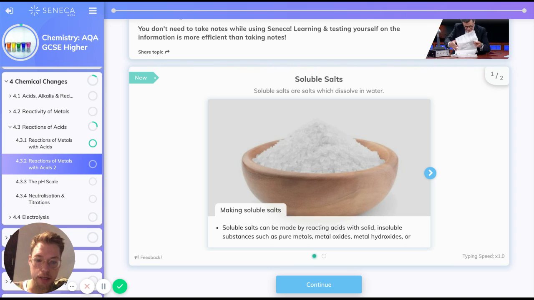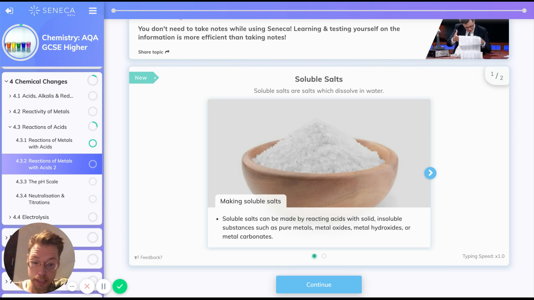What does soluble mean? Soluble means it can dissolve in water, and soluble salts occur when we react acids with soluble or insoluble substances like pure metals, metal oxides, metal hydroxides, or metal carbonates. The reactions of all of those are in the previous session, so make sure you have a listen to that to make sure you're up to speed.